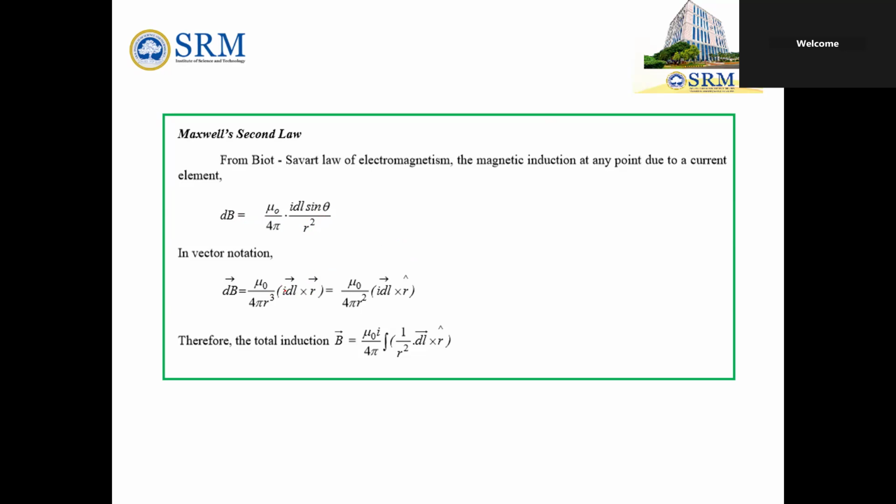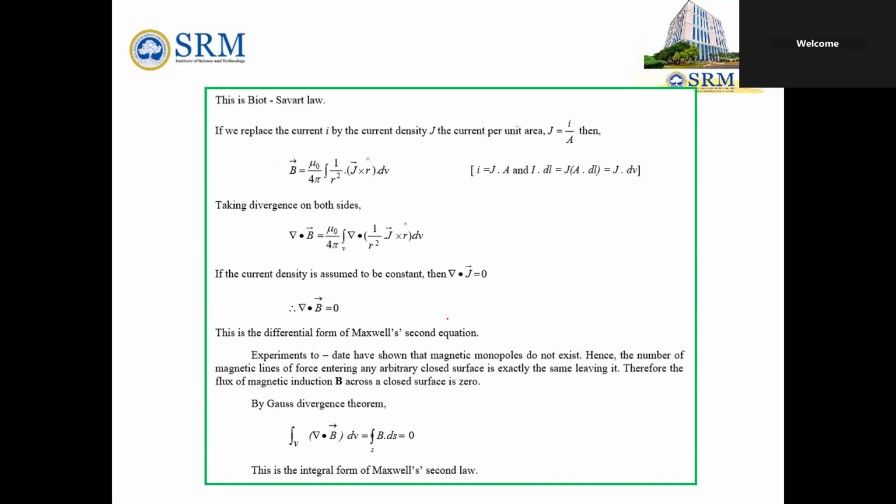Therefore, this equation can be written as mu naught by 4 pi, I dl r cap by r square. Therefore, the total induction B is mu naught I by 4 pi, integral of dl by r square into r cap. r cap is a unit vector.